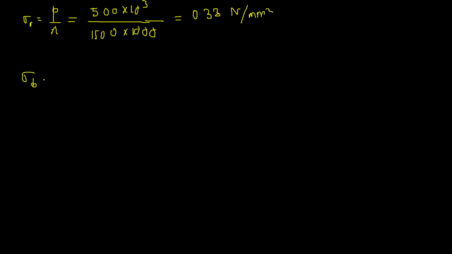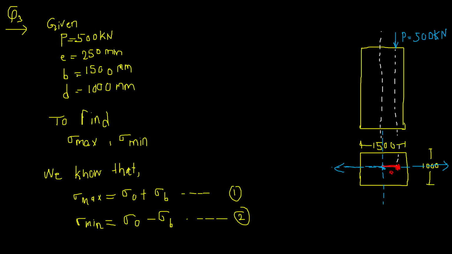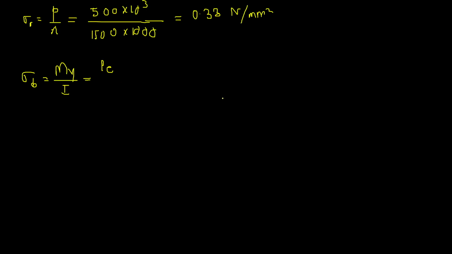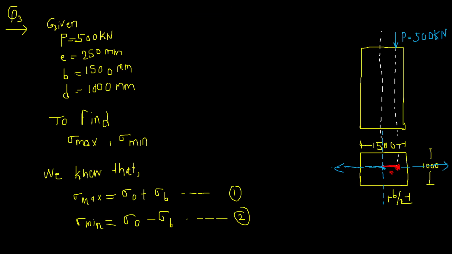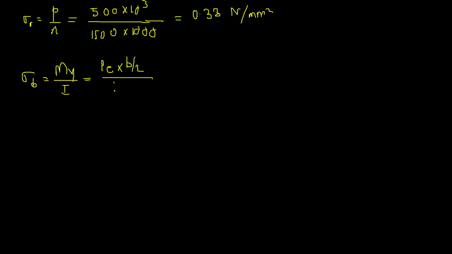Now next is bending stress, sigma b, equal to M by I or M by Z. M is P into e. Now in this case y is this distance, that is B divided by 2, B is 1500 divided by 2. Now what to take, Ixx or Iyy in this case? By using the bending axis concept, we can say that it is bending about the y axis. So this axis is there, so it is DB cube by 12.